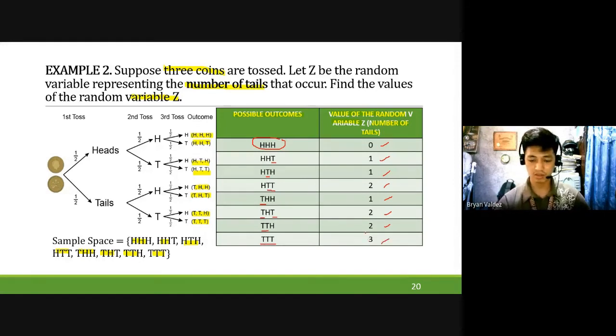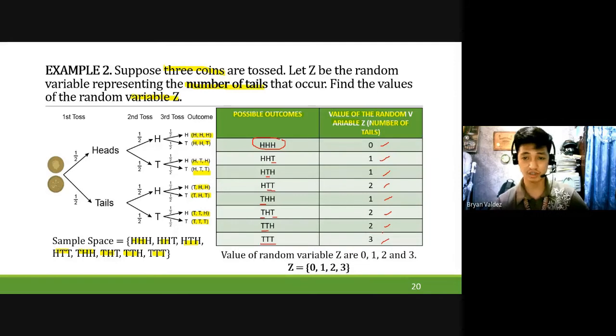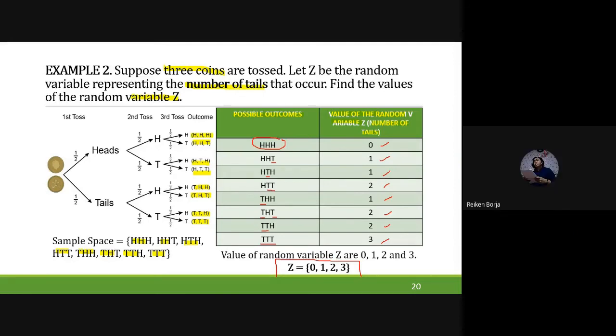Okay? So, the possible values for the random variable z are 0, 1, 2, and 3. And you can represent that mathematically by writing z is equal to the curly brace of 0, 1, 2, and 3. Or the elements of z: 0, 1, 2, and 3. Nakuha po ba? Opo. Yes po, sir. Yes, sir. Okay.